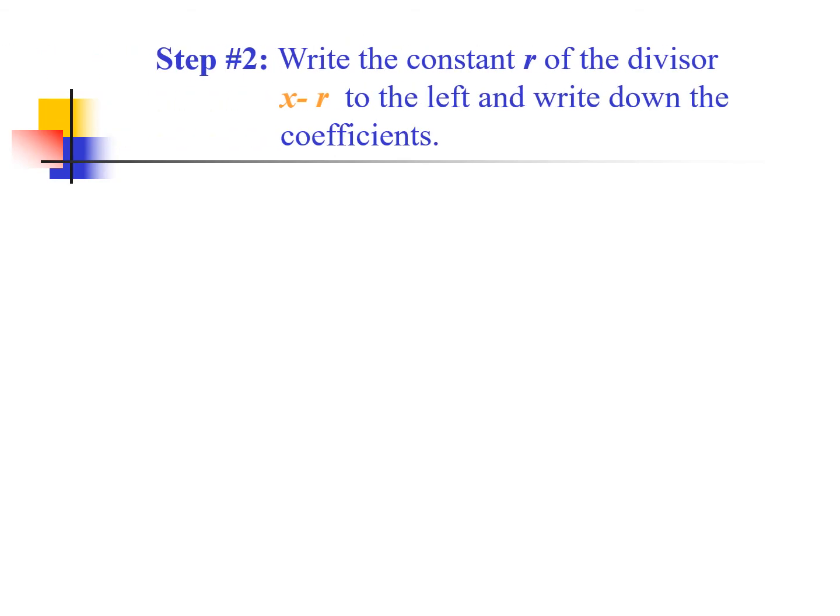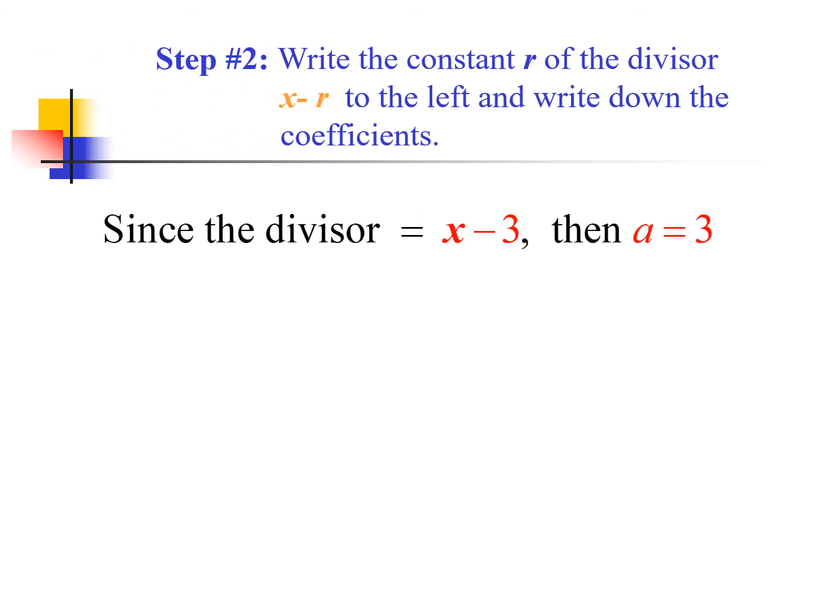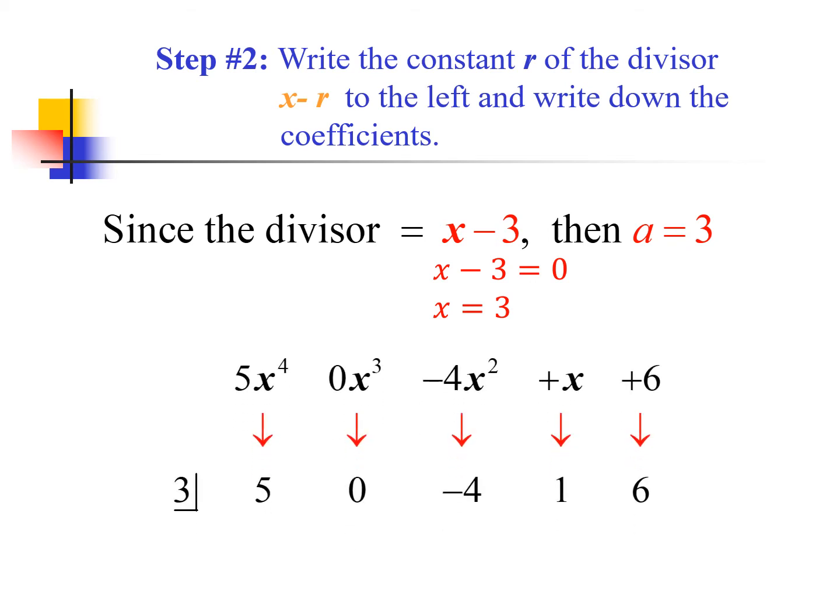Now, for the second step, we have to equate the divisor x minus 3 to 0, and that will give us x equals 3. So we have to put the constant 3 on the left side of the bar, and then we write down the coefficients of the dividend. So we have 5 from 5x to the power of 4, 0 from 0x cubed, negative 4 from negative 4x squared, and 1 from x, and of course the constant 6.